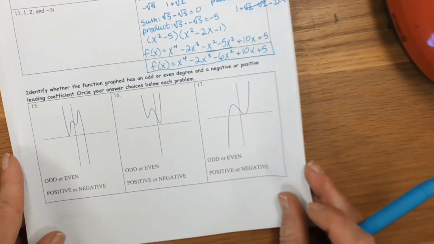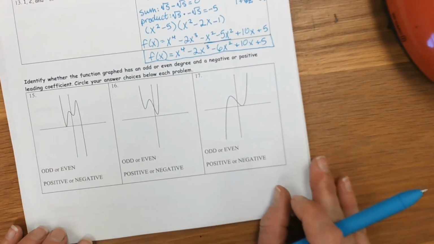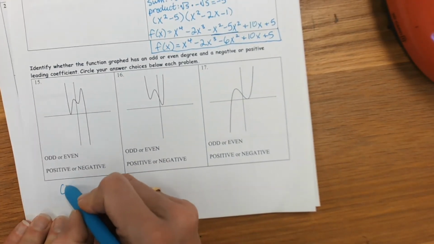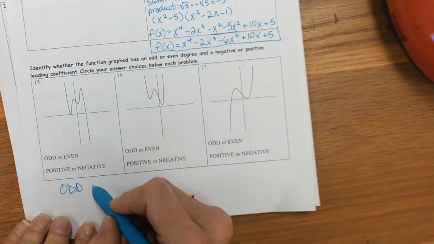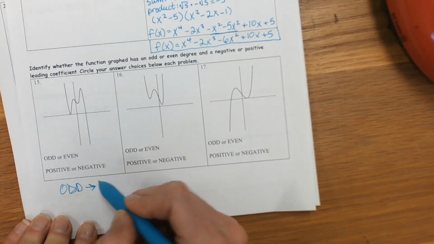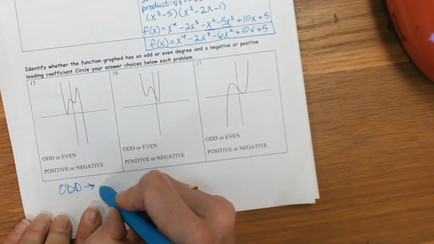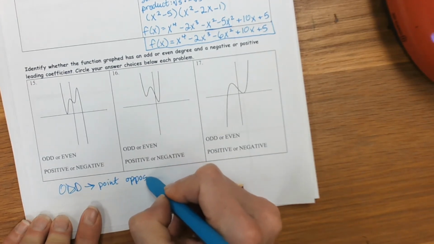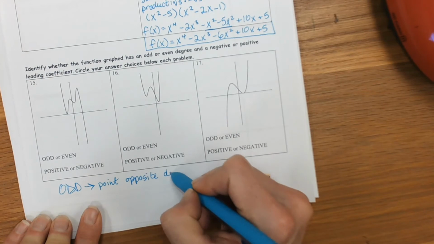All right, looking at graphs of polynomials. Okay, so I want to write you a little note down here that I would include for yourself. So remember odd and even. Odd functions point opposite directions.